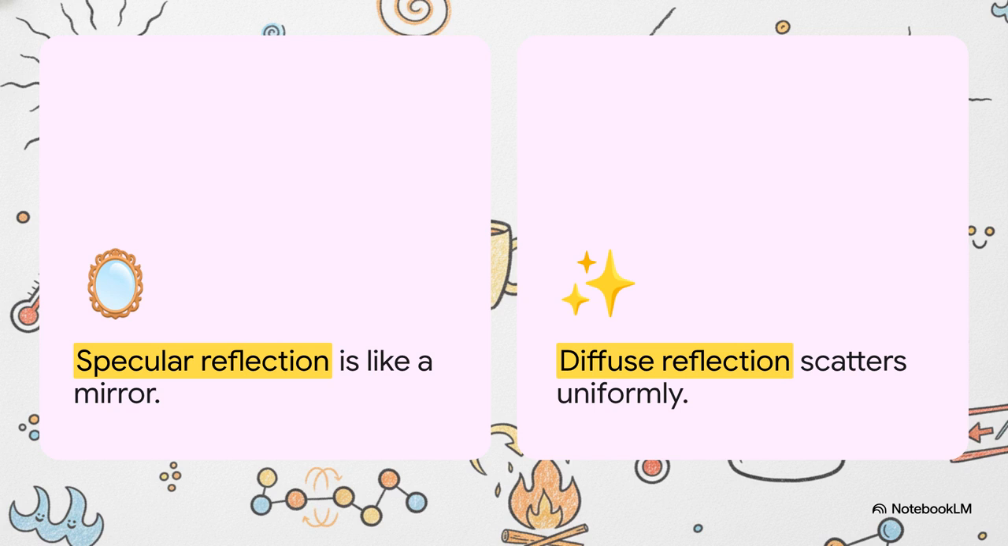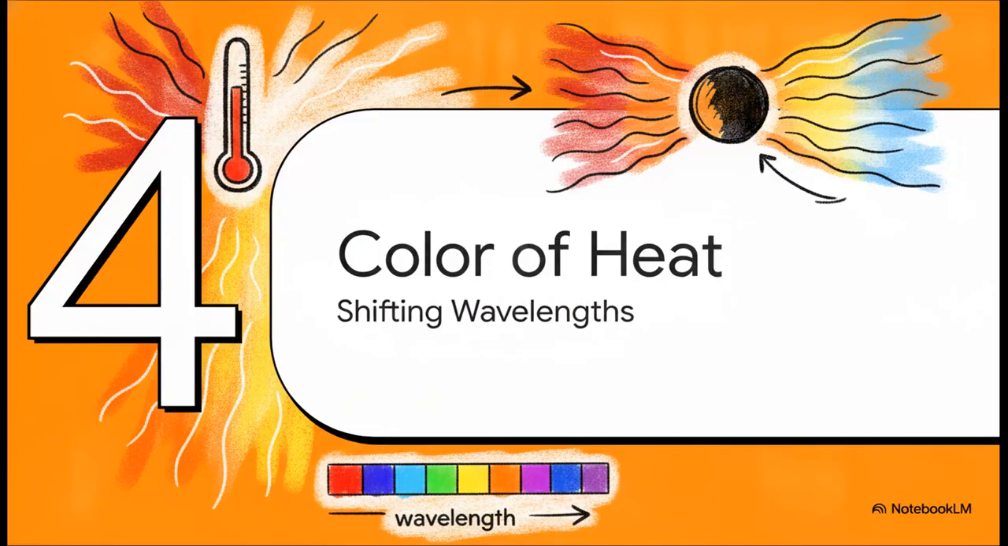Now, real surfaces are incredibly complex, and they're never perfectly one or the other. A really rough surface is going to scatter energy diffusely, while a highly polished one acts much more like a mirror. Which brings us to part 4, the color of heat, shifting wavelengths.